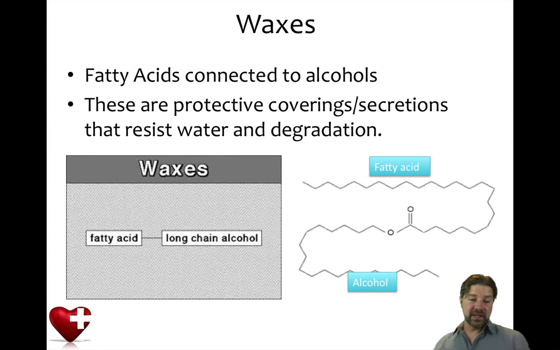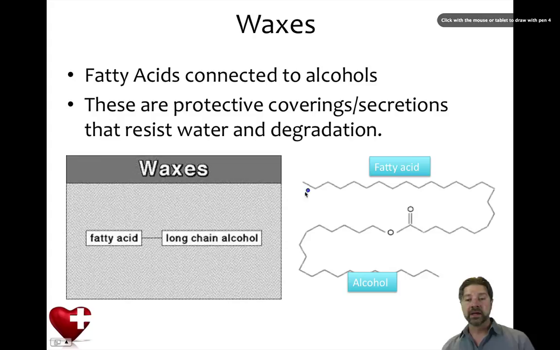Now, as you can see here, if we take a look at the chemistry of it very simply, we have a fatty acid connected to a long-chain alcohol. Well, what might that look like? Well, here's a long-chain fatty acid, here's its carboxyl end, and here's our long-chain alcohol with its hydroxyl end, and it meets kind of in the center. That could be the basis for a wax.